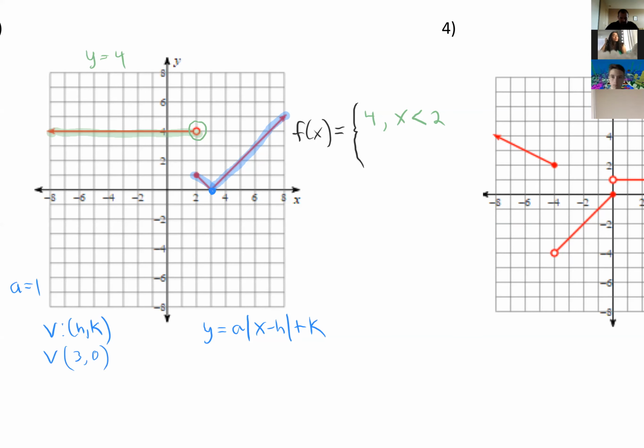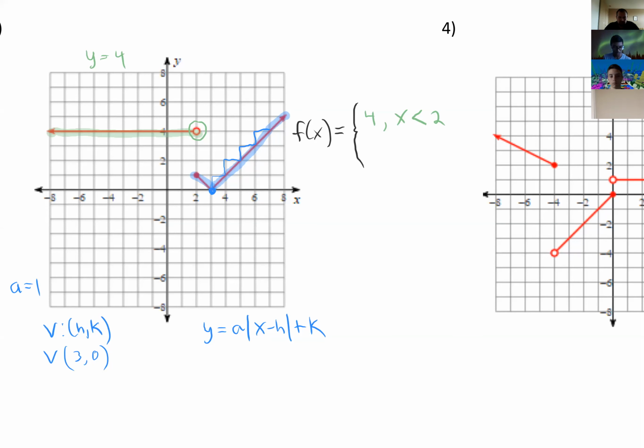Why does A equal 1? See how this graph goes up 1 over 1, up 1 over 1, up 1 over 1? So on the right side of the point, it has a slope of 1. And the -1 would just cause the V to be upside down.